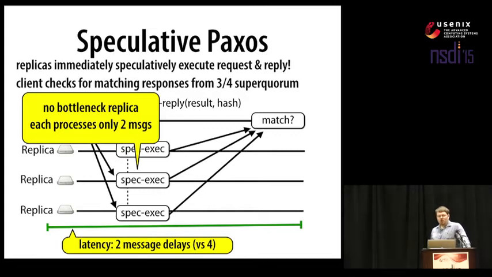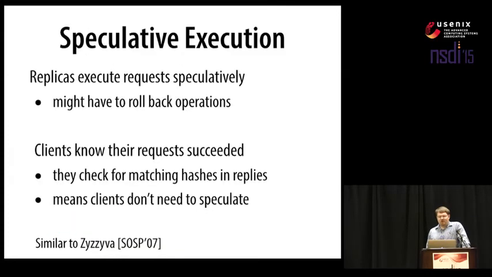So in order to make this work, we had to use speculation. And that means that replicas are executing requests before they know the definite ordering of operations. And that means that they might have to roll back operations, which does require application support. Fortunately, this is usually practical for the kinds of applications we want to replicate in the data center. We've implemented several, including a lock service and a storage system, without too much trouble.